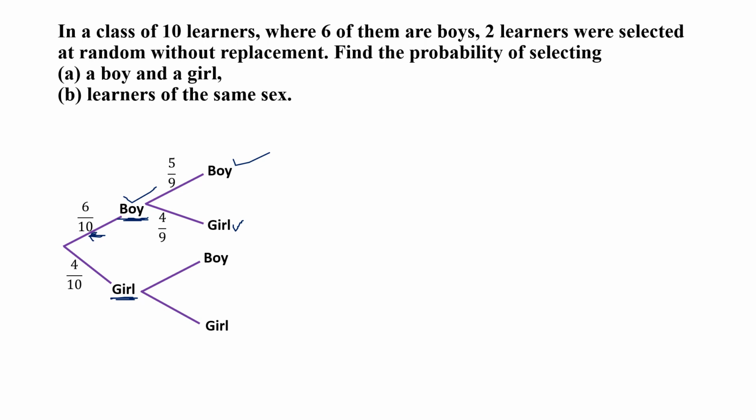Then after picking this girl, the probability of picking another girl is now 3 over 9, because this girl is now out. So we now have 3 girls in the class, and the total has been affected since this girl is now out. So the total is now 9. So the probability of picking another girl is 3 over 9.